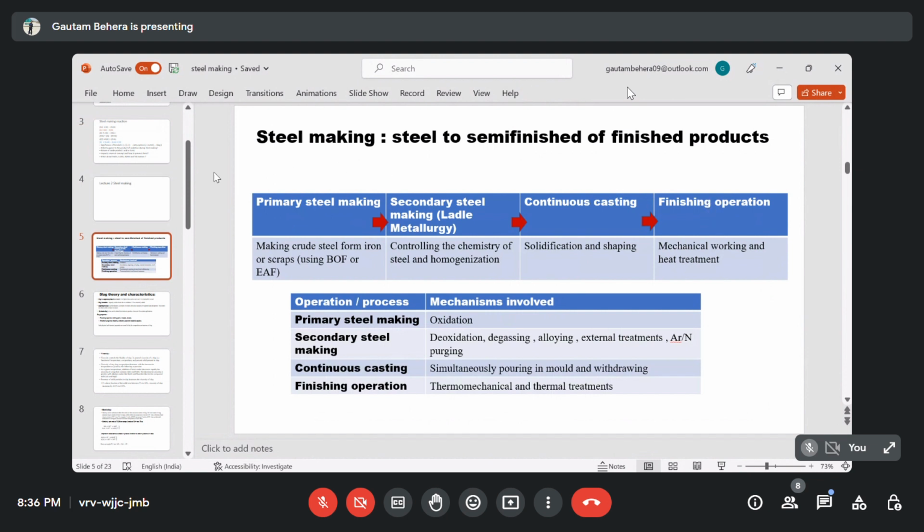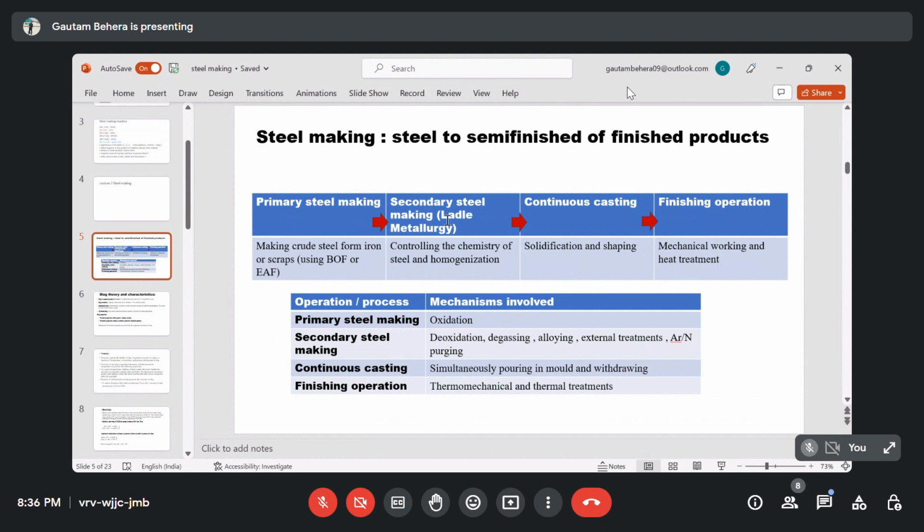So primary steel making simply means making crude steel, steel in a large amount. From what? From impure iron. It may be scrap, it may be your DRIs, that is sponge iron, or it may be your hot metal. So just converting hot metal, DRI, or scrap into steel is called primary steel making, right?